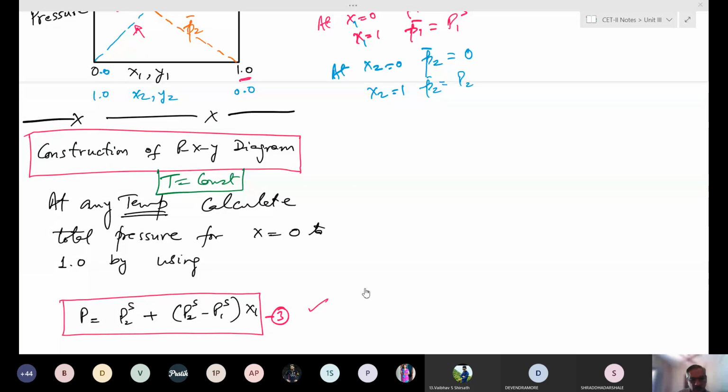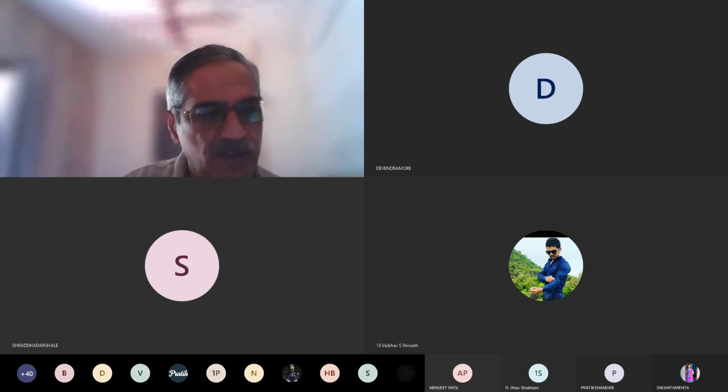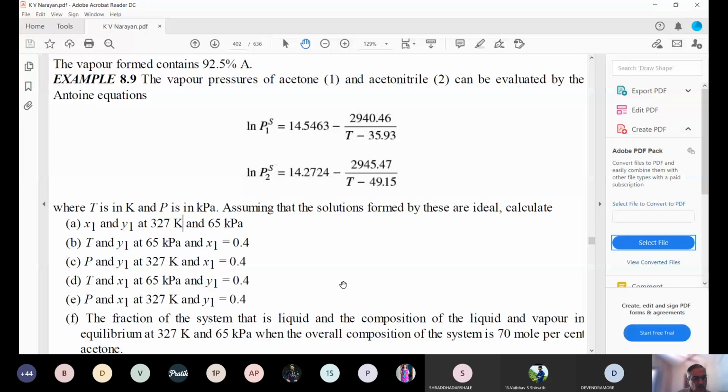Okay. So now there are no questions. Let us proceed to the next part, which is part D. Calculate T and X1 at 65 kilopascal and Y1 equal to 0.4. Now Y is given instead of X.